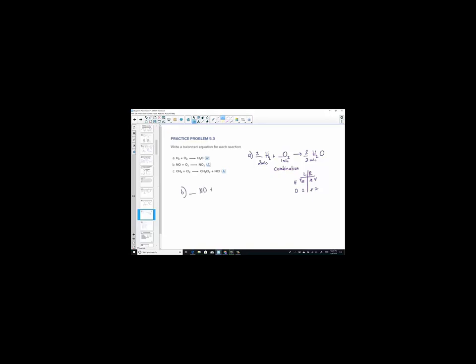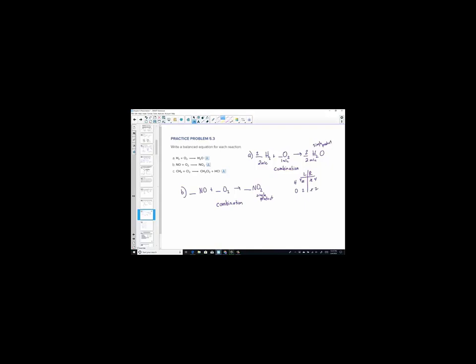NO reacts with O2 to form NO2. This is also called a combination reaction: 2 or more ingredients combining to make a single product. That's how you'll recognize a combination, when we get that far, because it's the only pattern of chemical change that has just a single product. It is the opposite of decomposition.